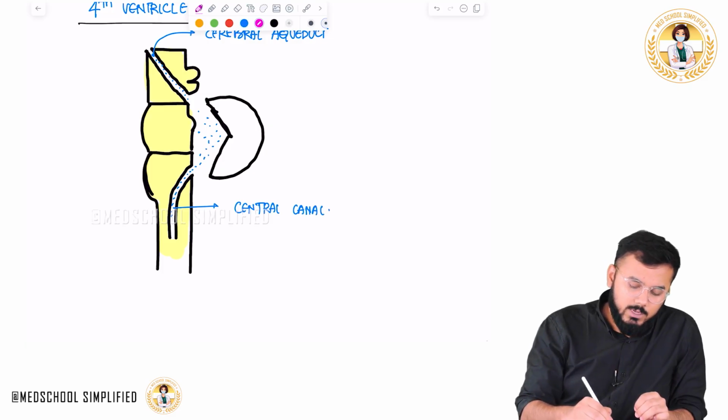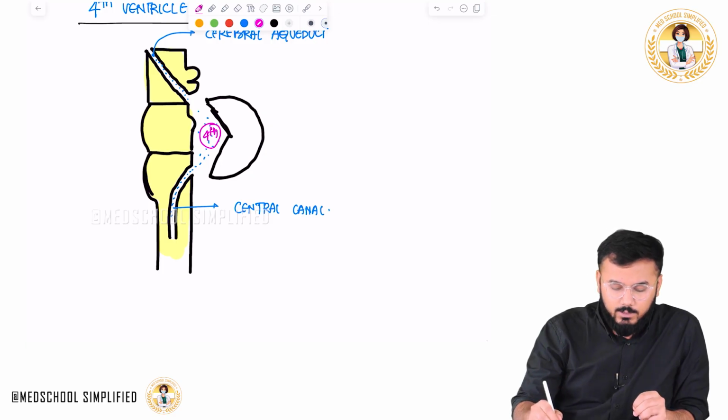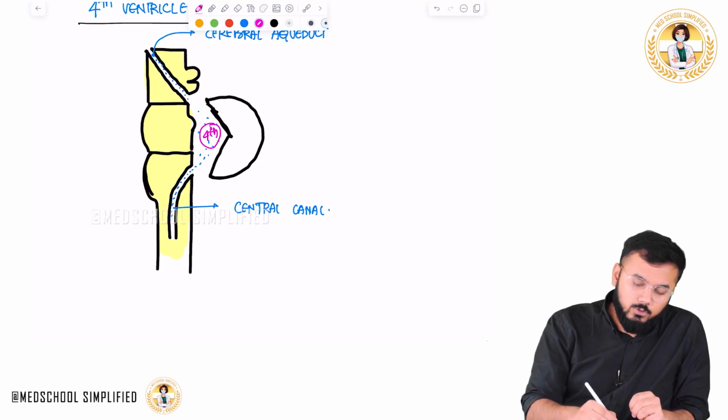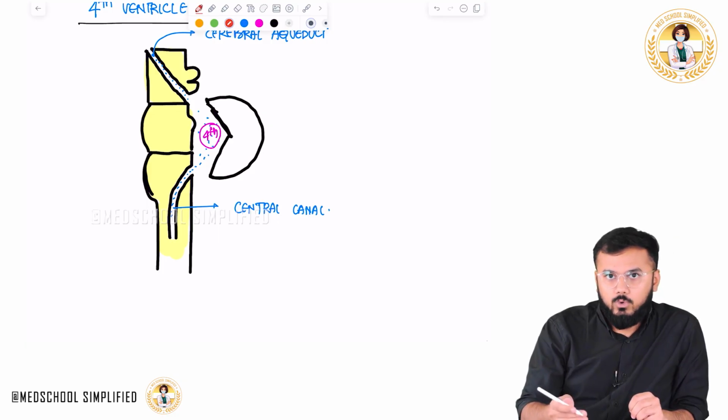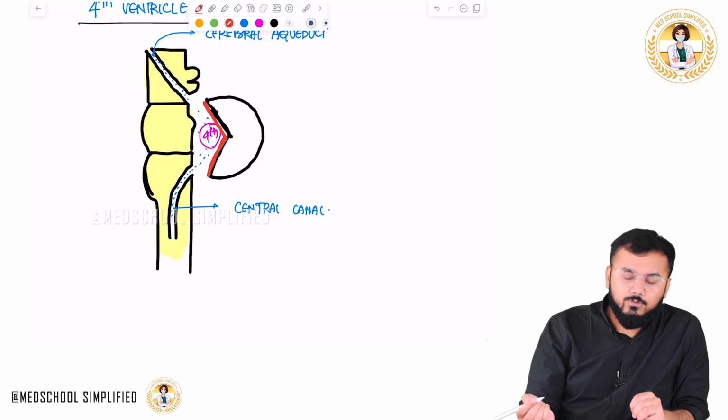And what is this one called? This is called your fourth ventricle. This part over here is called your fourth ventricle, right? Now the fourth ventricle has got a roof, it has got a floor. Let us see the roof. You see, this is called the roof of the fourth ventricle.